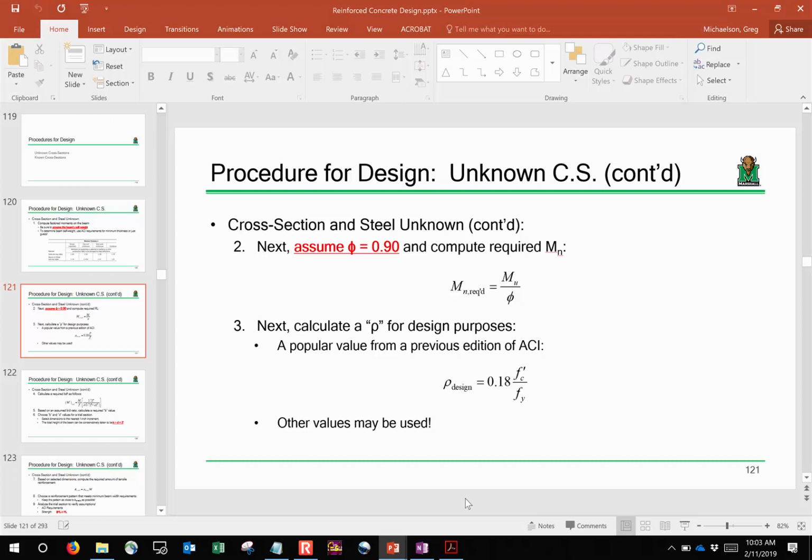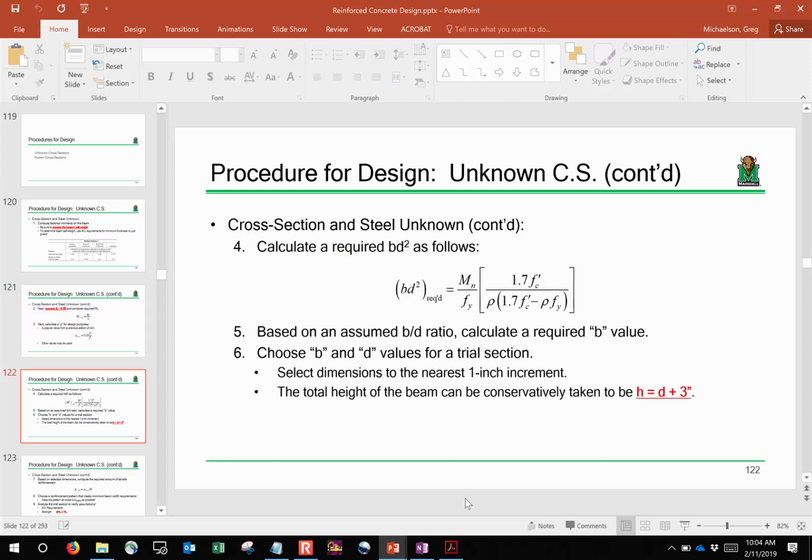Okay? So once we get our required moment capacity, we compute a rho value. That's our reinforcement ratio. We compute that so we can determine how much steel we'll need at the end. For the purposes of this example, we're going to go with the simple assumption of 0.18 f'c over fy. Remember, you can pretty much use anything. You can also get a little bit more scientific with it. You can determine a reinforcement ratio to achieve a target strain value, but we're going to keep it simple for this example.